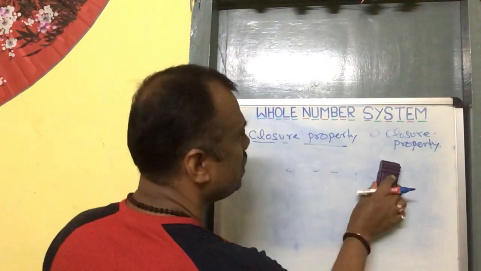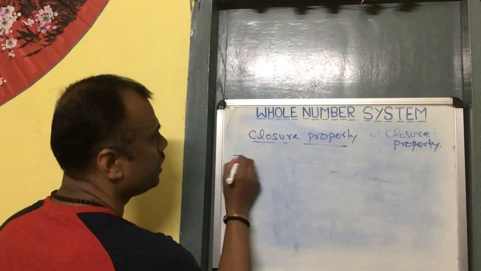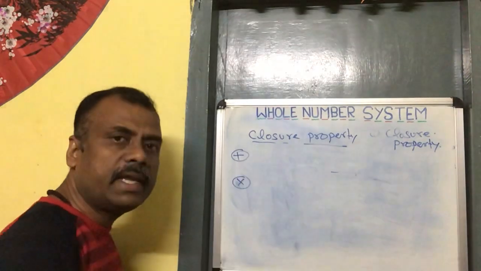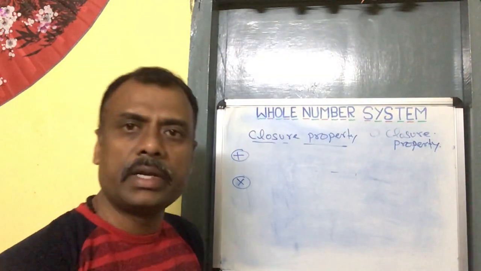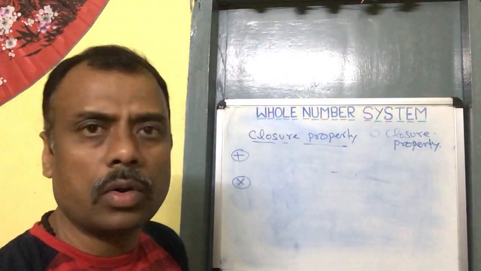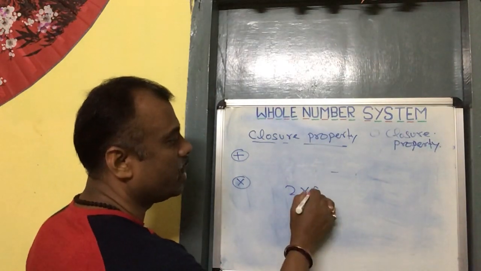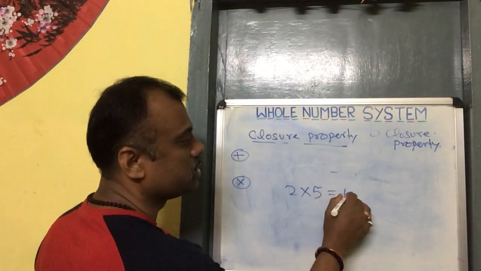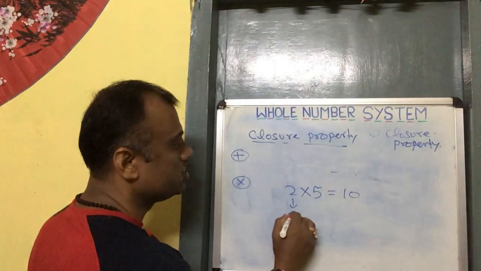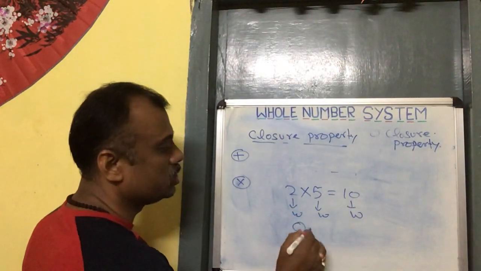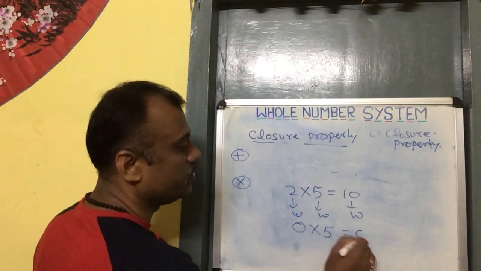We can check it for multiplication also. Take any two whole numbers and multiply them, and you will get a whole number. How? Suppose I take 2 and 5, and the answer will be 10. So 2 is a whole number, 5 is a whole number and 10 is again a whole number. You can also take 0 into 5, and the answer will be 0.